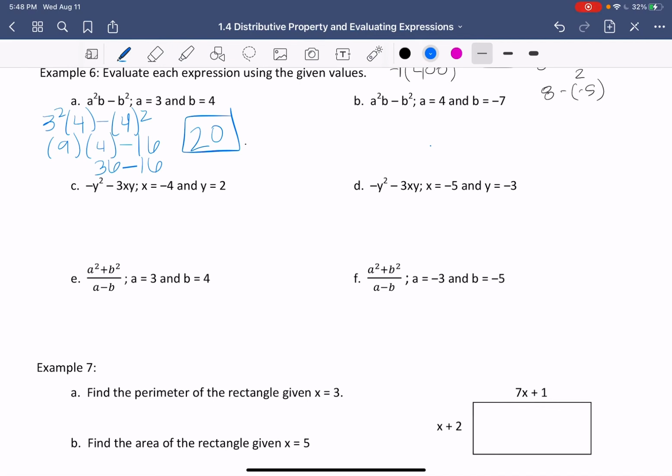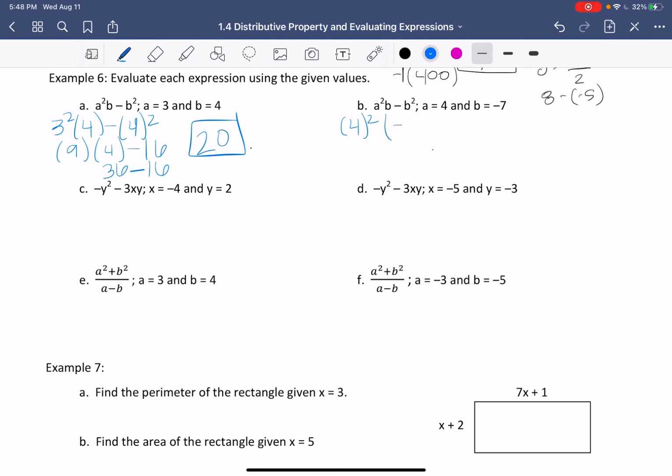All right, notice b is the same expression, a squared b minus b squared, except our values are different. A equals 4 and b equals negative 7. So that's important that you understand that the values make a difference, okay? It's not the variables or the expression themselves. Okay, so we have 4 squared times negative 7 minus negative 7 squared.